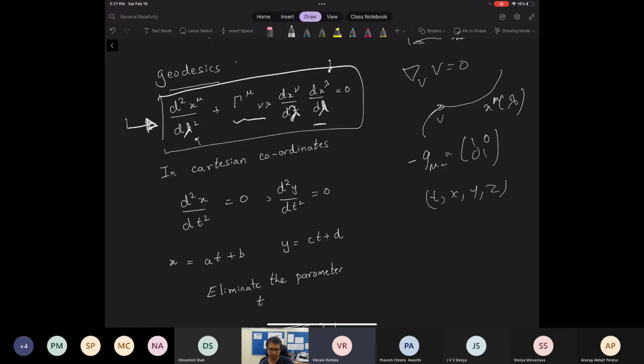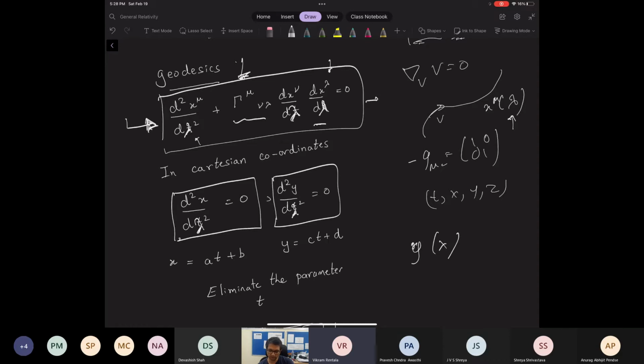Now in Cartesian coordinates, all the gammas are 0. So in Cartesian coordinates, we can easily work out what the geodesics are. We would get d^2 x by d lambda^2 is 0, and d^2 y by d lambda^2 is 0. Lambda is just a parameter. What we're really interested in is to eliminate that parameter and find the curve y as a function of x.